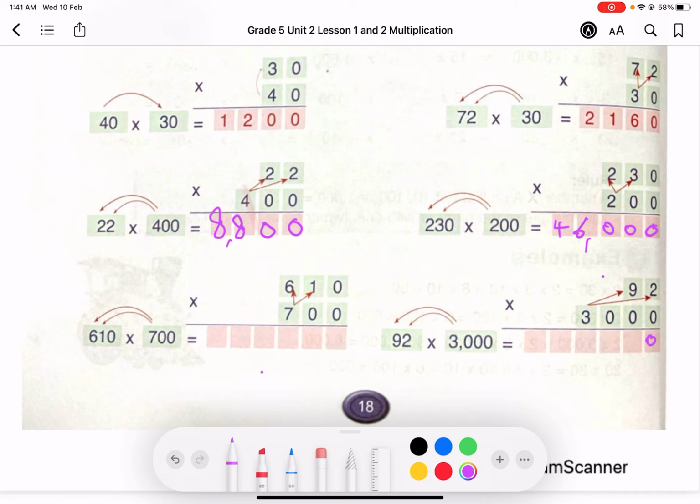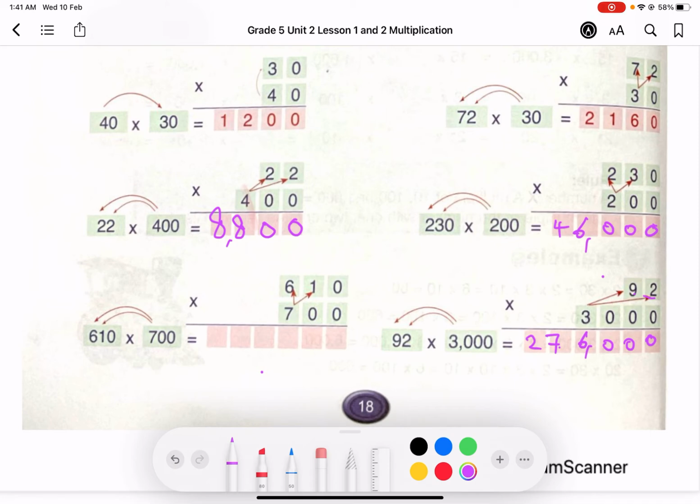Here, how many zeros are we going to drop? 3 zeros. There are no zeros above. Then the 3 will be multiplied by 2 and the 3 by 9. 3 by 2 is 6, and 3 by 9 is 27. So what is your number? 276,000. You drop 3 zeros.